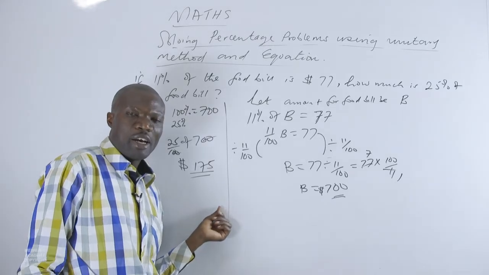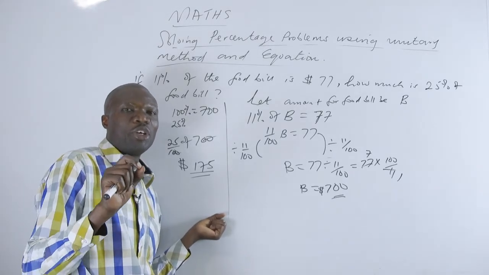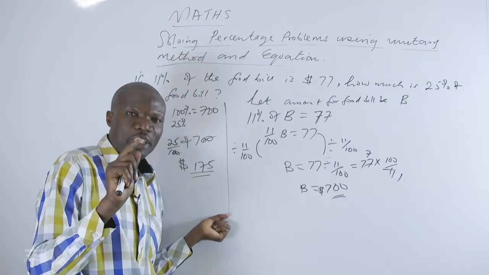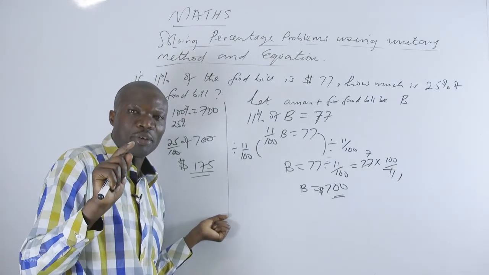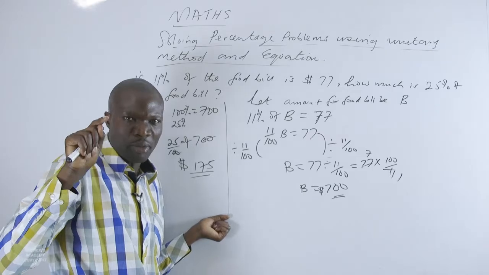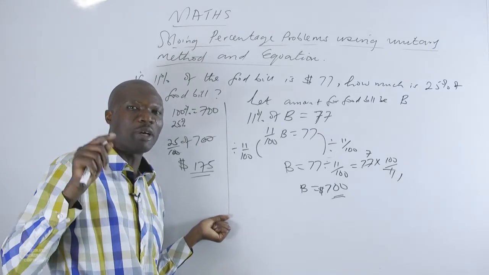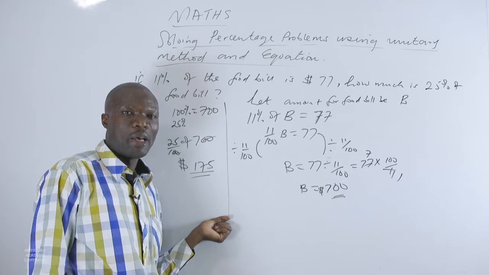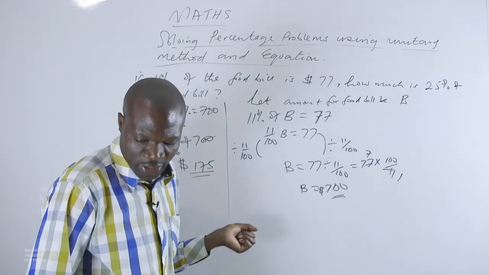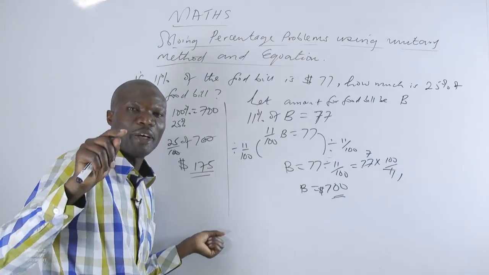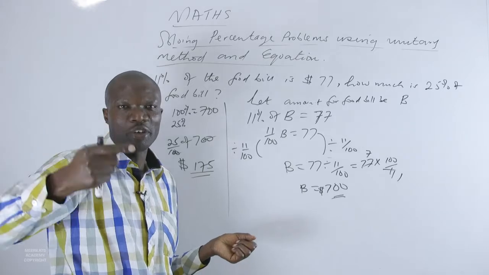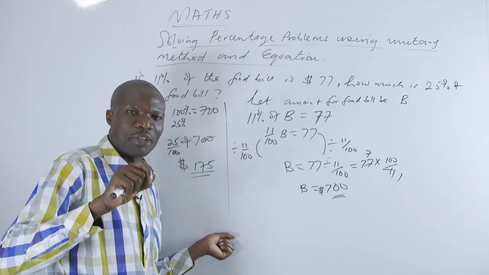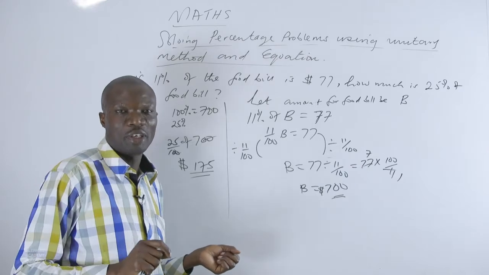So we have seen how we can use the unitary method to find the whole amount. We have seen how to use the unitary method to find a new percentage, or the amount represented by the new percentage. And now, I want us to use the unitary method to find the original price.